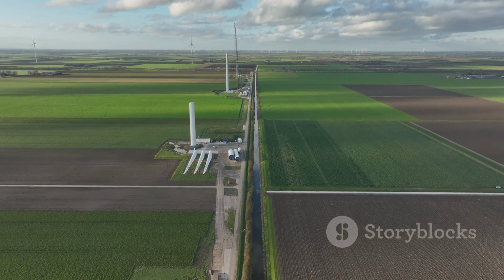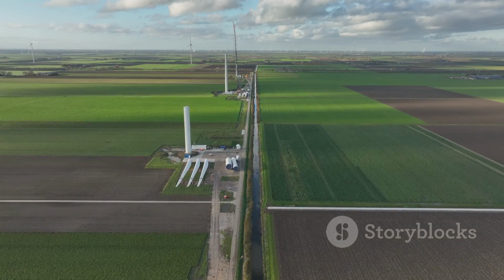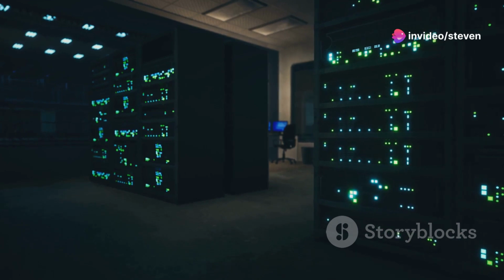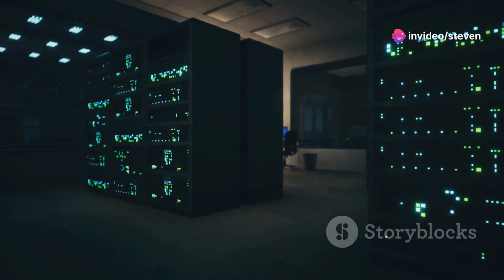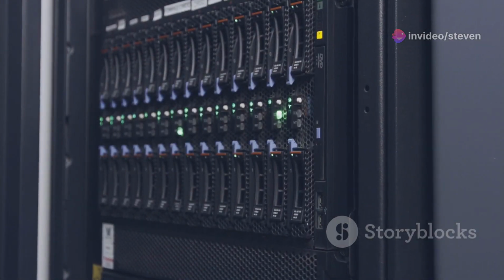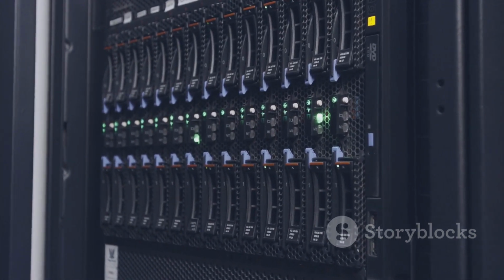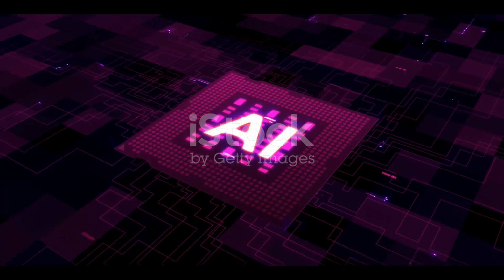The situation in the UK and Ireland highlights the need for a more distributed approach to data center development. Rather than concentrating data centers in a few key locations, it may be more sustainable to distribute them more evenly across a wider geographical area. This would reduce the strain on local grids and enhance energy security.